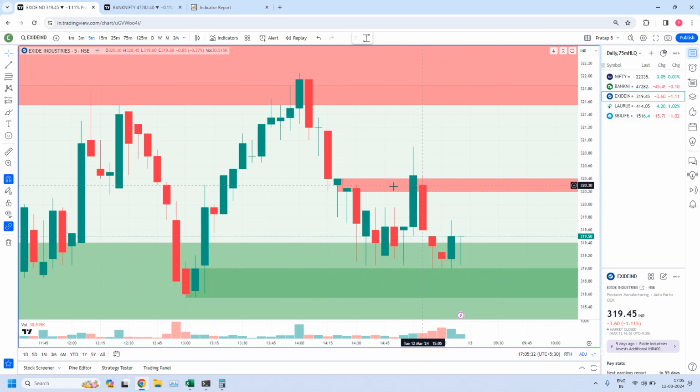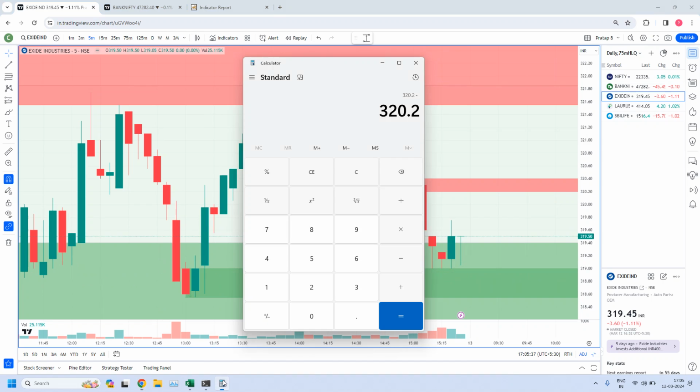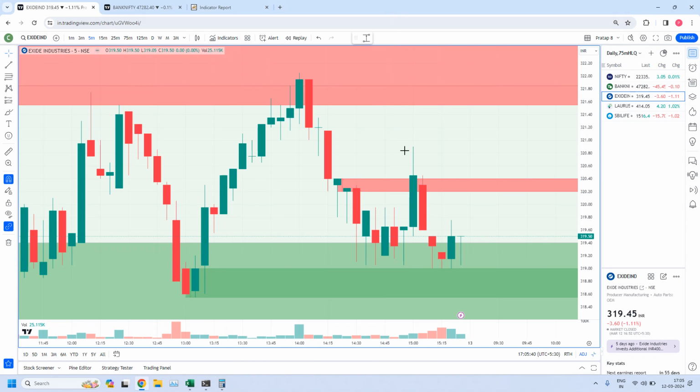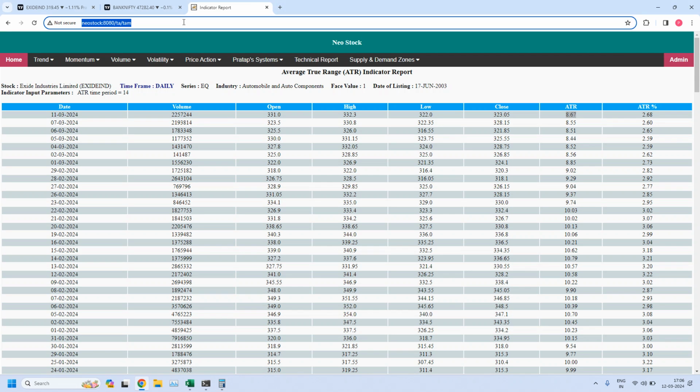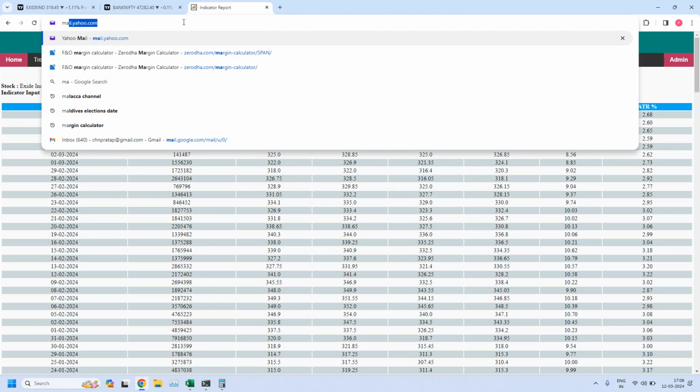Even though it is successful, you would have got a profit. How much profit would you have got? 320 minus somewhere here, because you are adding a buffer. Let us see the low of this candle, something like that, 319.05. You got 1.15 profit, 1 rupee 15 paisa. Margin, the margin calculator.